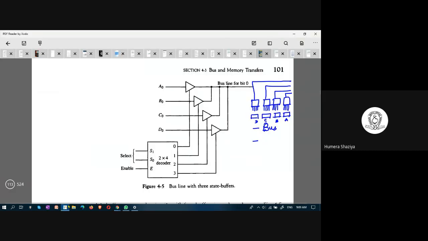This was created through multiplexers. Now we will create the bus structure through three-state bus buffer. This one is three-state bus buffer.